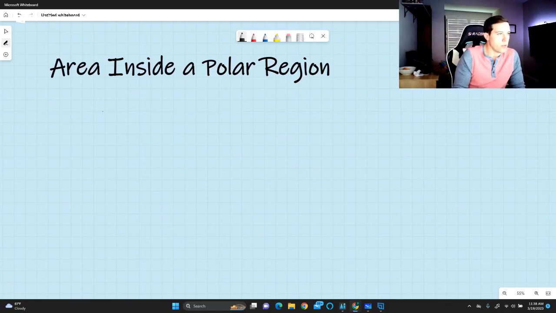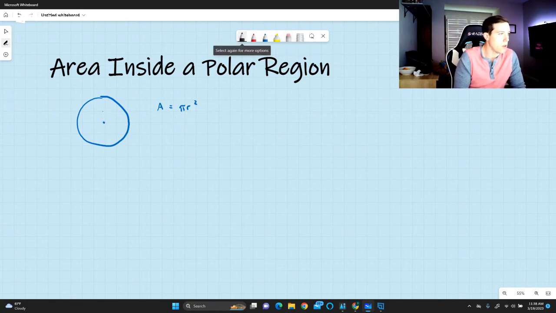All right, we're continuing with polar functions, and now we're going to find the area inside the polar regions because all of these things are enclosed, so we can find the area inside of them. So let's say, for example, I asked you to find the area of a circle. We know the area is pi r squared, whatever r is. And let's just say r is 1 in these cases. It would just be pi.